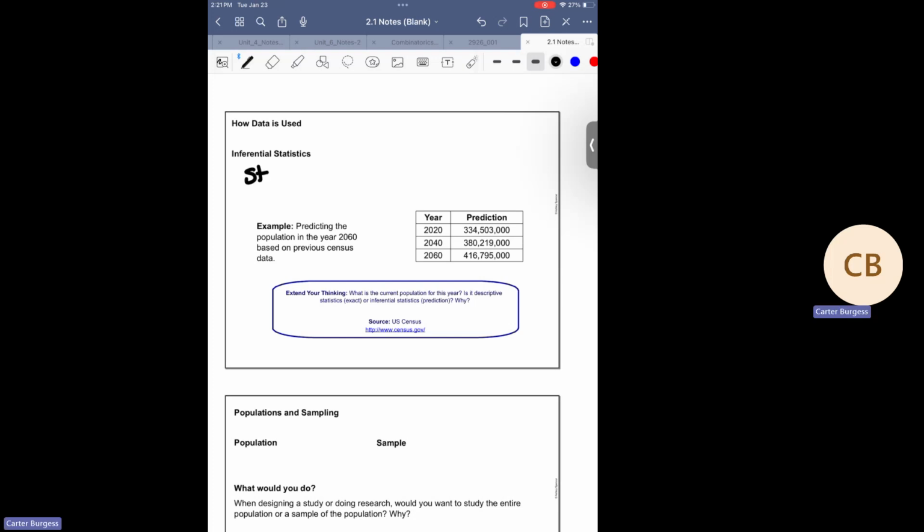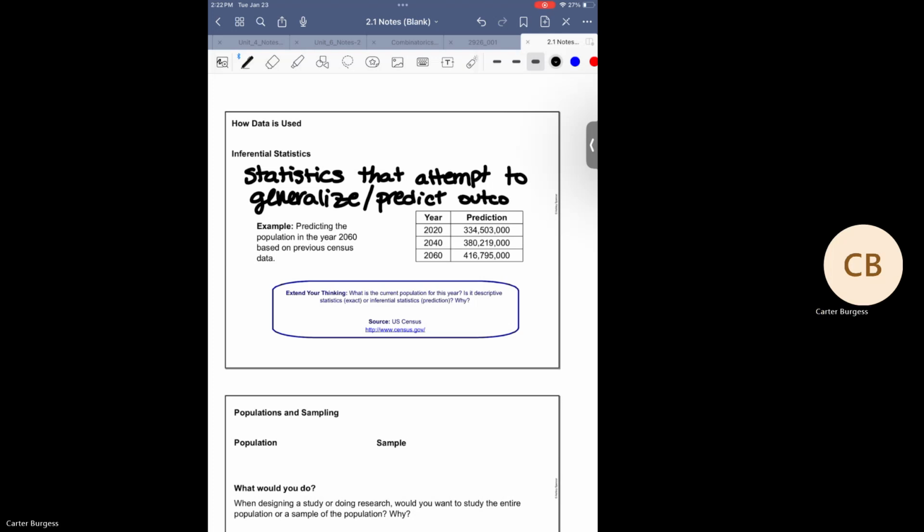So these are statistics that attempt to generalize or predict outcomes from the data.